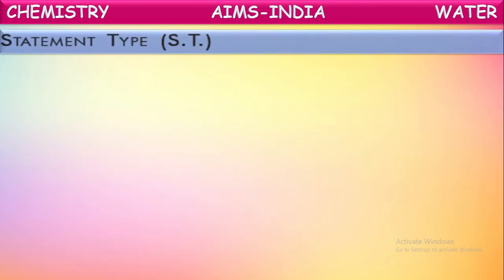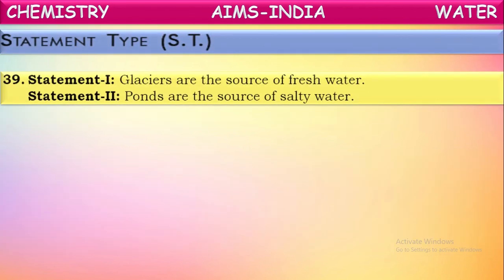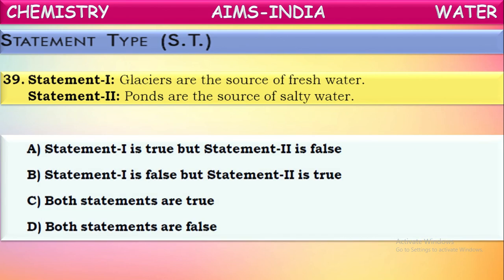Next, statement type questions. Let us see. See the first statement here. Glaciers are the sources of fresh water. Ponds are the source of salty water. Which is correct here? Glaciers are the sources of fresh water.